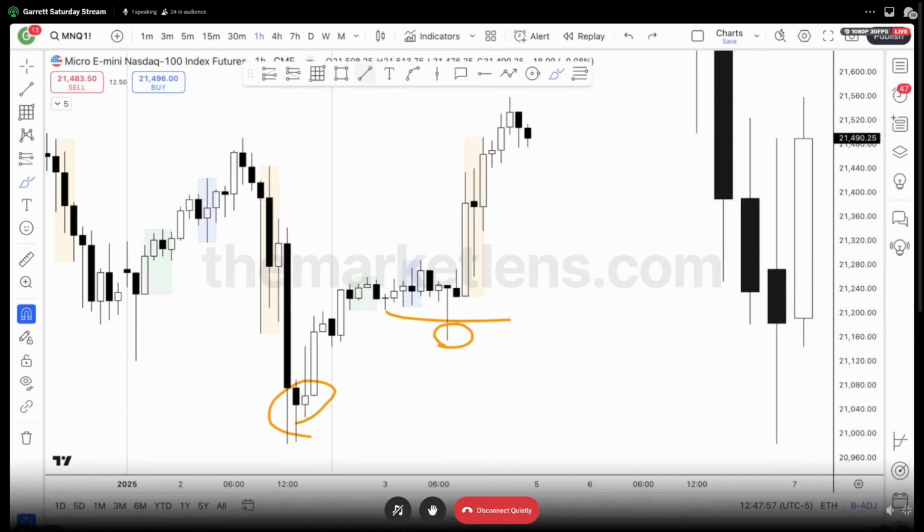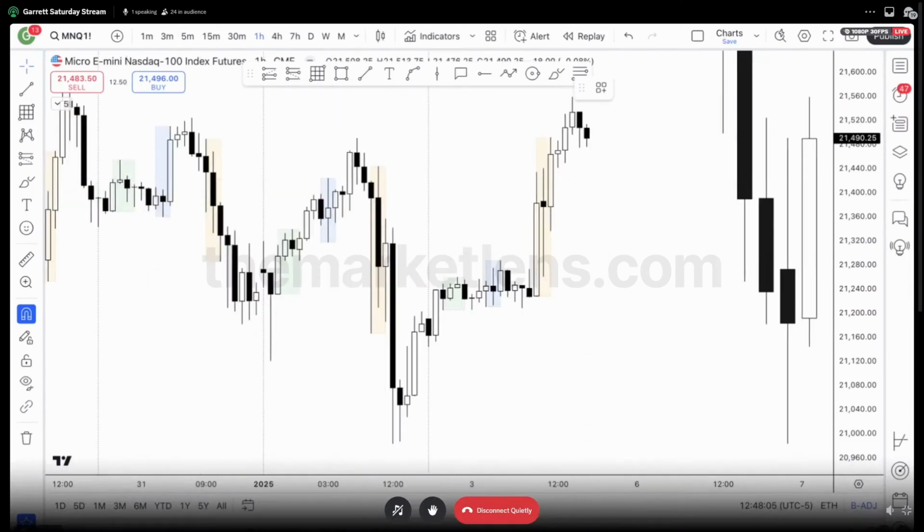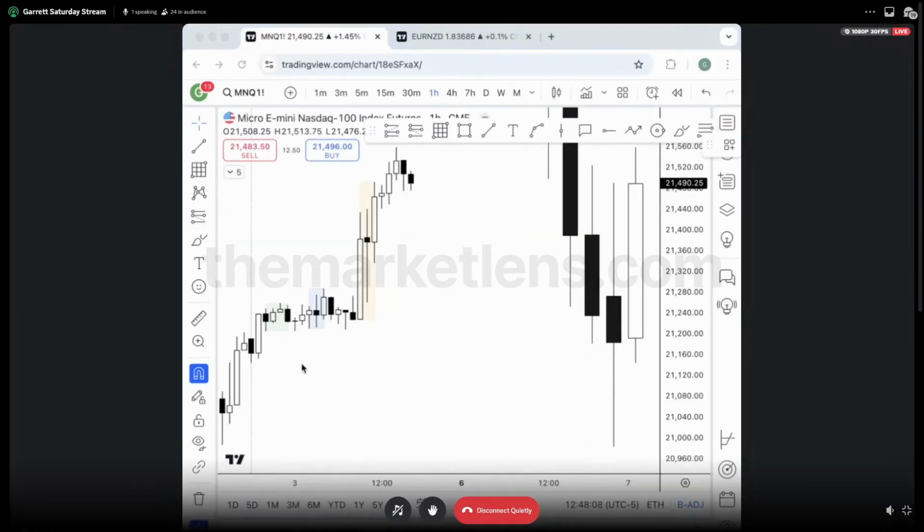Does that kind of make sense? And this opposing candle would be my new invalidation. I could feel comfortable trading away from that. Does that make sense? Kind of. That's just kind of what I demand.